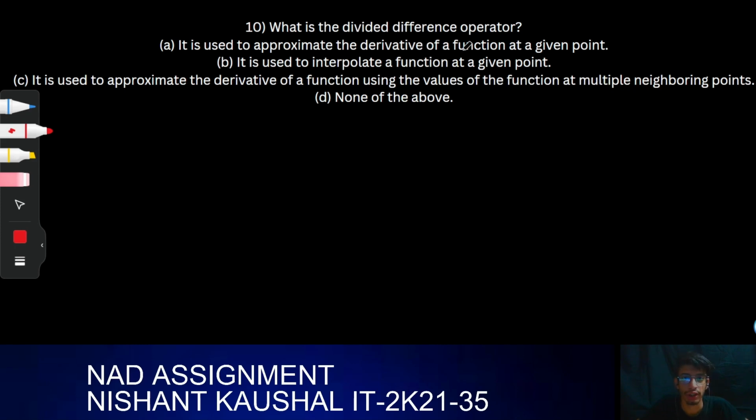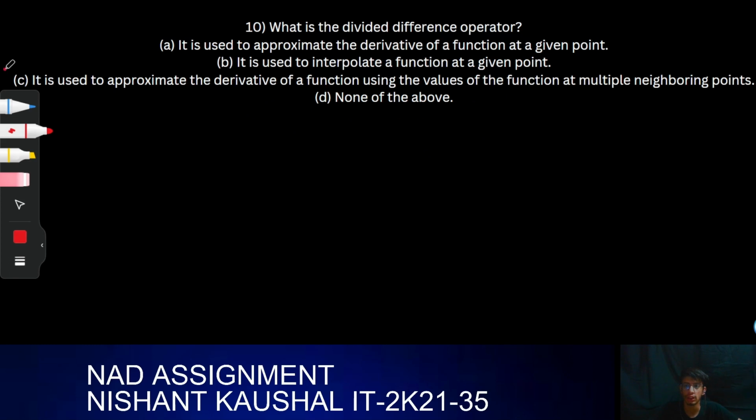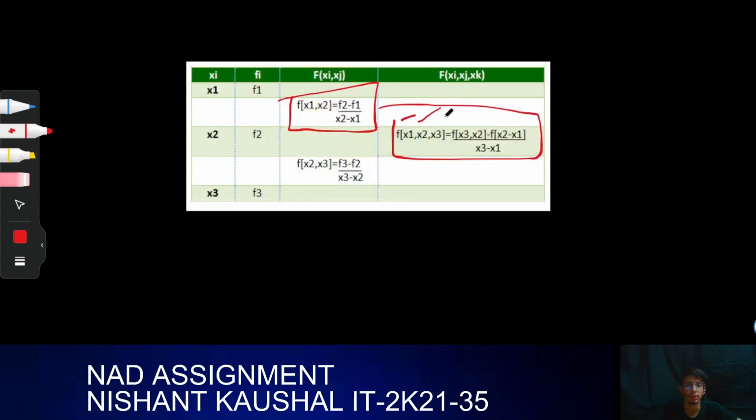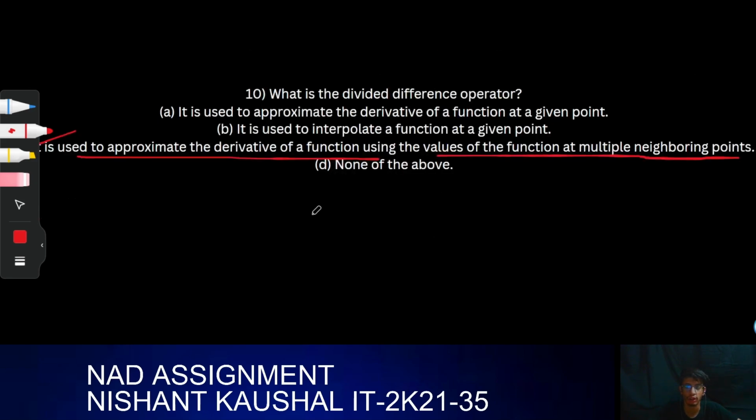So let us see what is divided difference operator. So divided difference operator is this, that is f[x1, x2] equals (f(x2) minus f(x1)) upon (x2 minus x1), and for this it would be f[x2, x3] minus f[x1, x2] upon x3 minus x1. So it is nothing but option number C. It is used to approximate the derivative of a function using the values of a function at multiple neighbor points. As you can see, these are the multiple neighbor points which we are using in divided difference operator. So answer would be C.